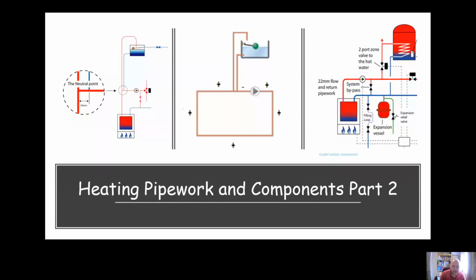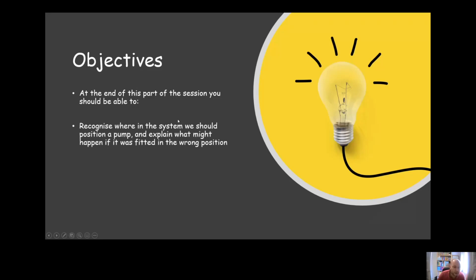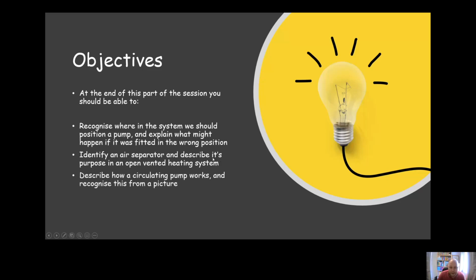Heating pipework and components, part 2. So the key objectives for this part of the session, I want you all to be able to recognise where in the system we should position a pump and explain what might happen if it was fitted in the wrong place. Identify an air separator, again from a photo or a diagram, and describe its purpose in an open vented heating system. And describe how a circulating pump works, as well as being able to recognise this from a picture.